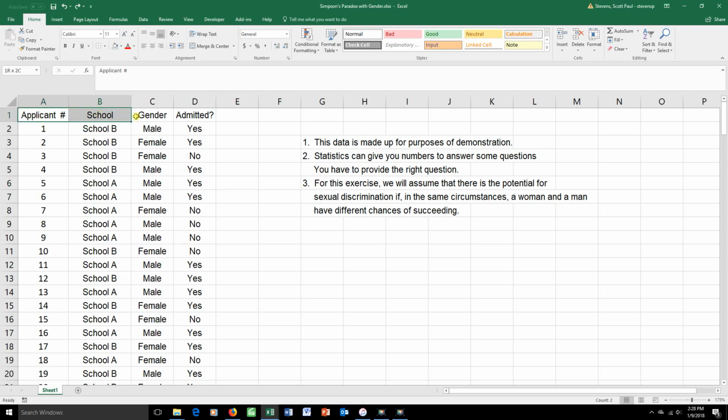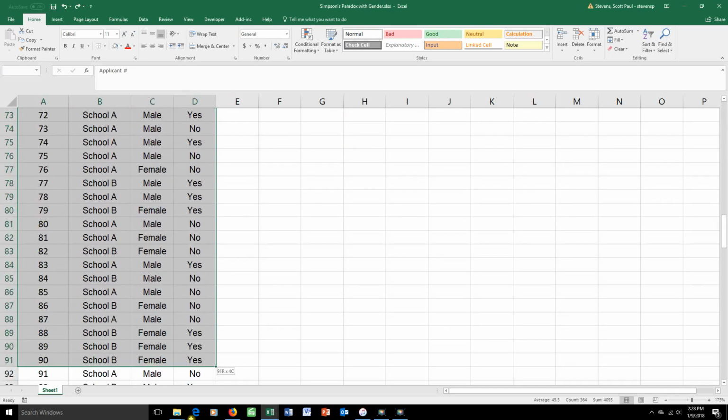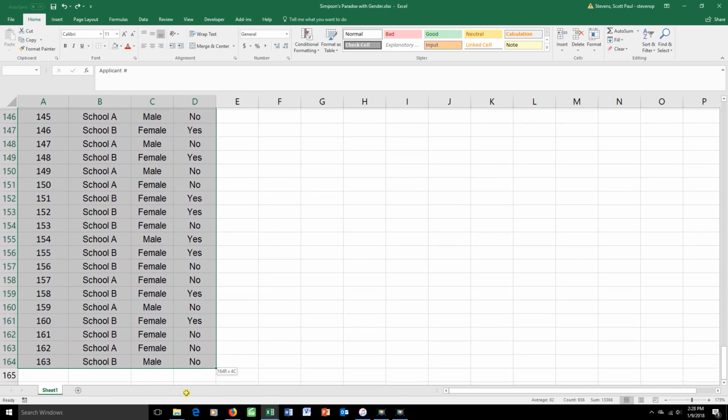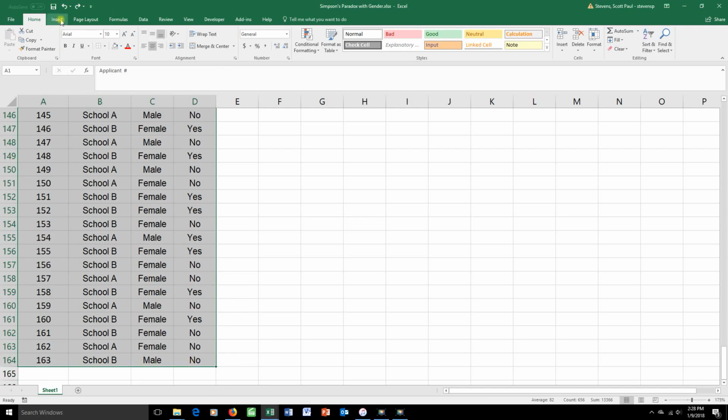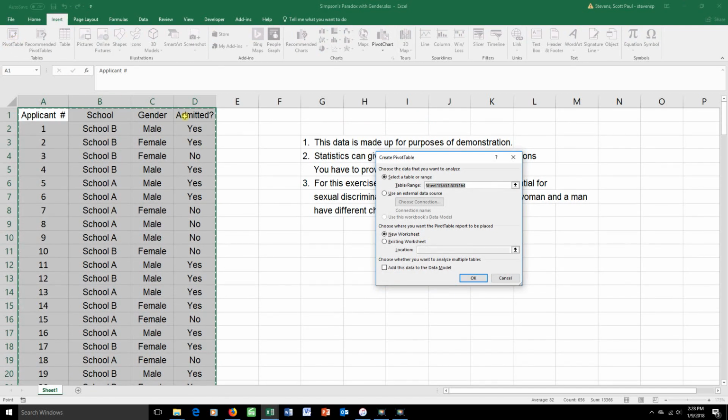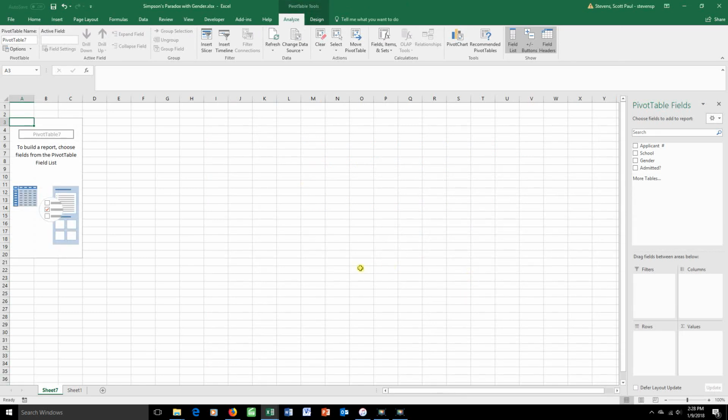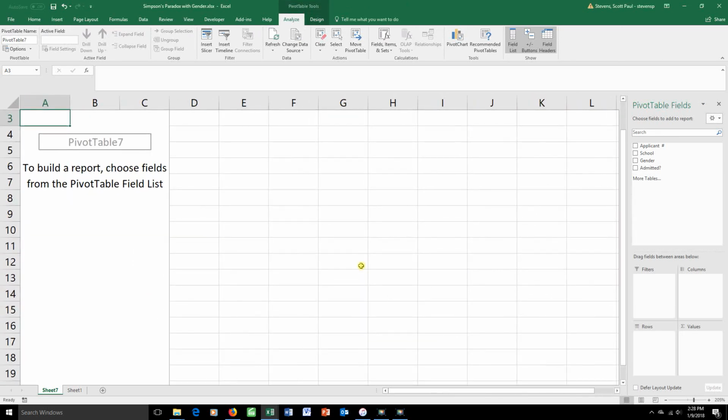Remember that every column has to have a name to do a pivot table. We already have that. I'll highlight all of the data, and then I will tell Excel under the Insert menu to insert a pivot table. It asks me where I want it. I'll say put it on a new sheet, and here we go. Let me magnify the view a little bit so we can see more easily what's going on. Right now we see nothing in the table.